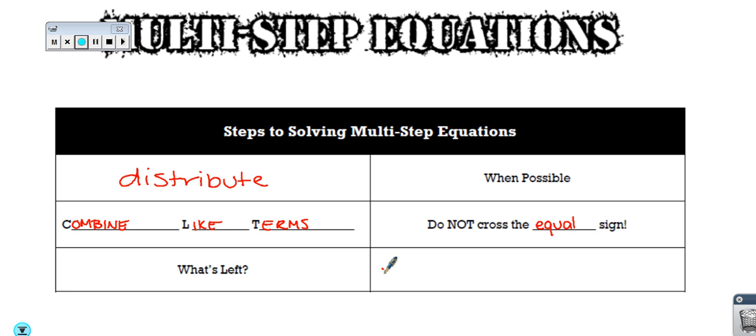What's left should be an equation that most likely looks like a two-step equation, and we just want to go ahead and solve. So let's look at some examples.